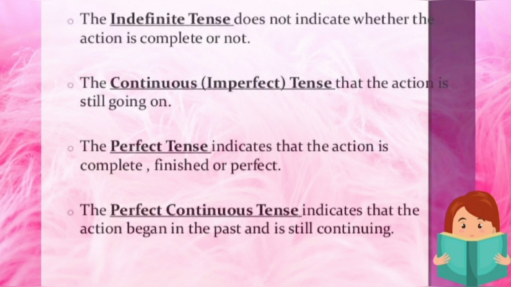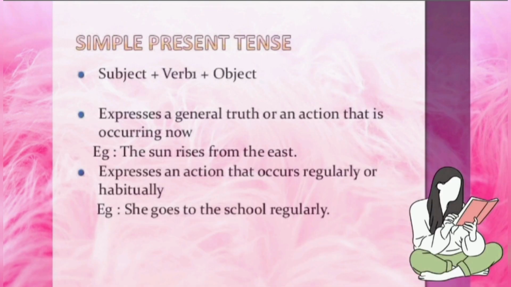The indefinite tense does not indicate whether the action is complete or not. The continuous tense states that the action is still going on. The perfect tense indicates that the action is complete, finished, or perfect. The perfect continuous tense indicates that the action began in the past and is still continuing. Let us now understand each form of tenses one by one with its proper usage and examples.